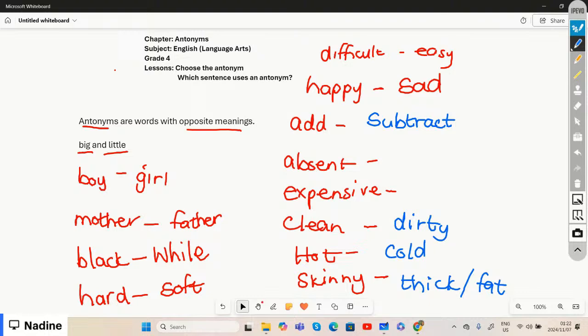What is the opposite of expensive? If something is not expensive, it is what? Yes, so we can say it is cheap. It's either you are absent today or you are what?